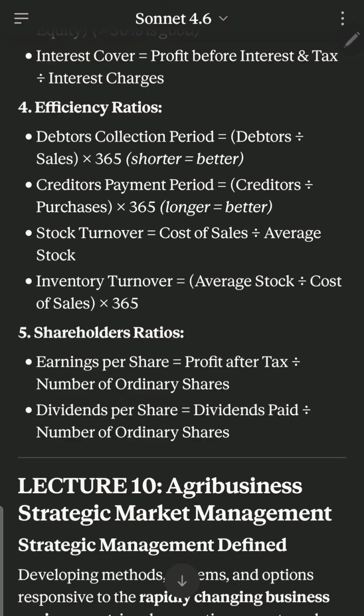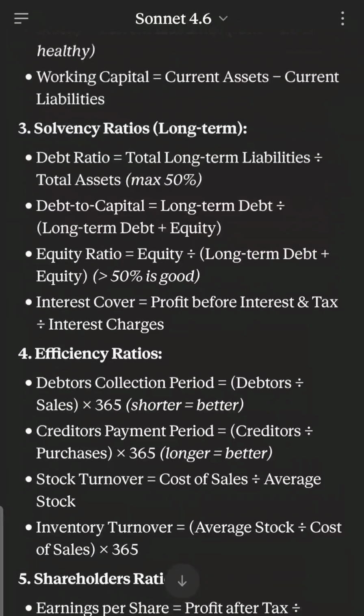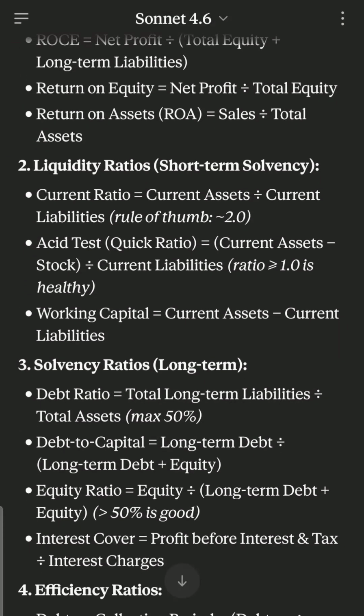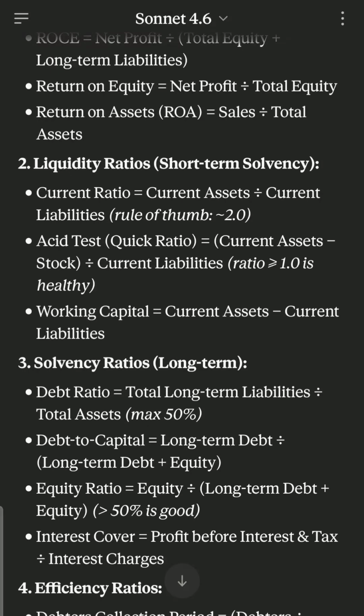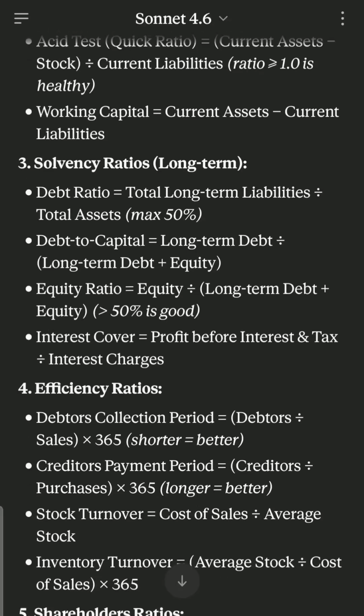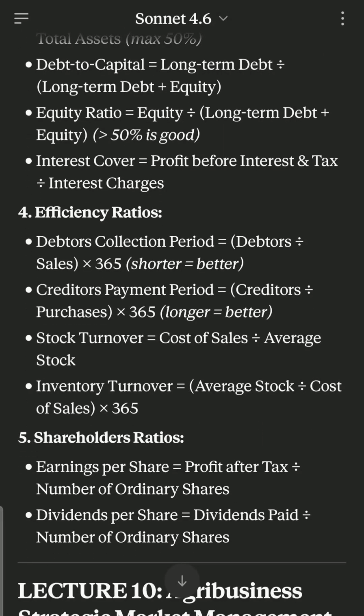Now, the last category. Remember the first one we said was profitability. Then we looked at liquidity, which was short-term. Then solvency, which was long-term. And we looked at efficiency. Now we're going to look at the last one, which is shareholder ratios, and it has only 2.